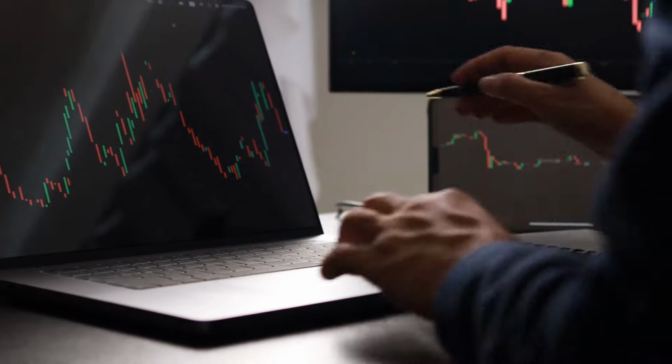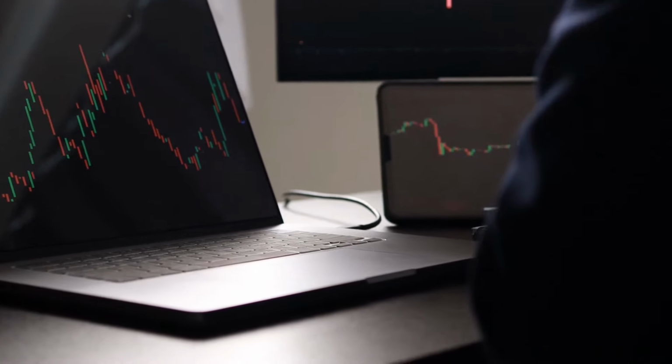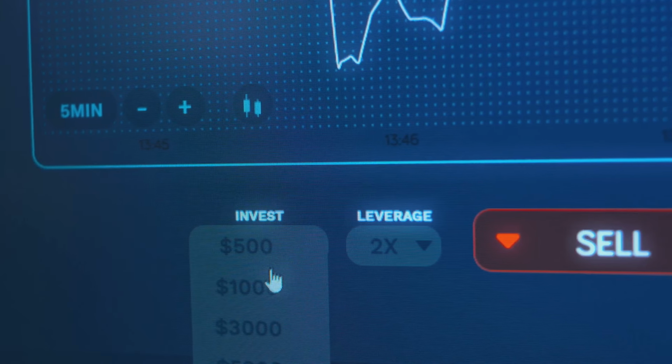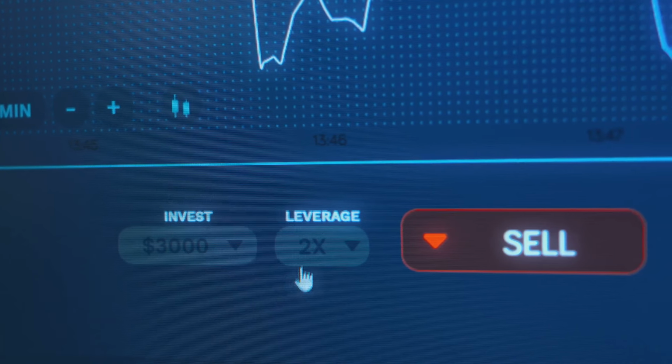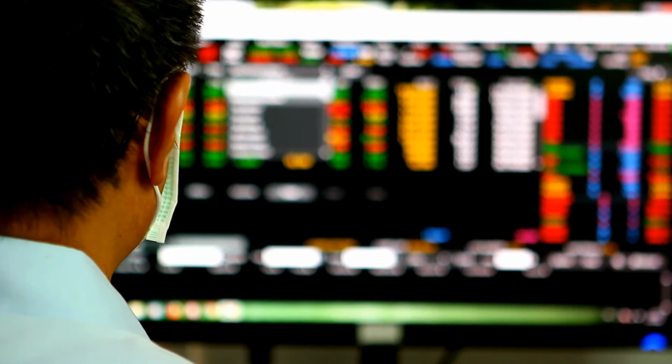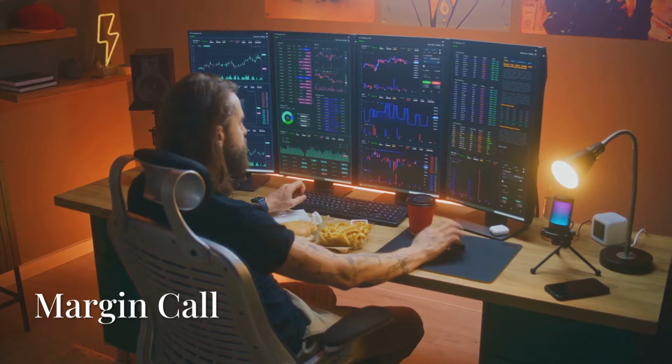Leverage involves borrowing money to enhance potential returns. It can significantly amplify profits, but also losses. A 4-to-1 leverage means your $1,000 allows control of $4,000 in trading positions. It requires caution due to increased risk.